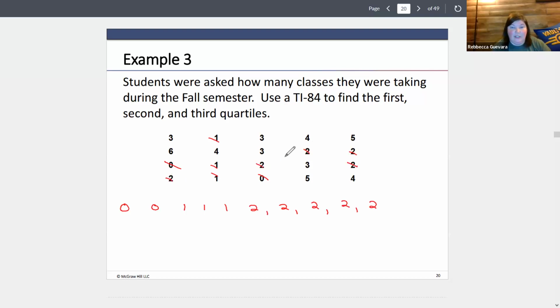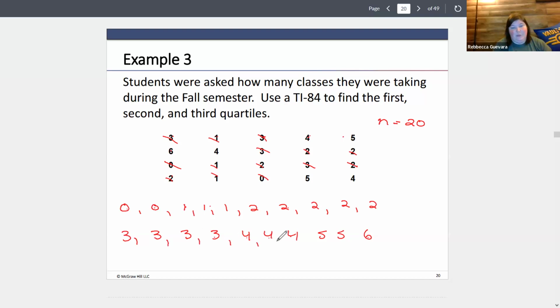3, 4, 5, and then I have 1, 2, 3, 4. Just counting how many of these I had. And then we had 1, 2. So if you do have to reorder it, remember we have 1, 2, 3, 4, 1, 2, 3, 4, 1, 2, 3, 4, 5. So this is 20 data points. So just make sure if you had to reorder it, we have 1, 2, 3, 4, 5, 6, 7, 8, 9, 10, 11, 12, 13, 14, 15, 16, 17, 18, 19, 20.